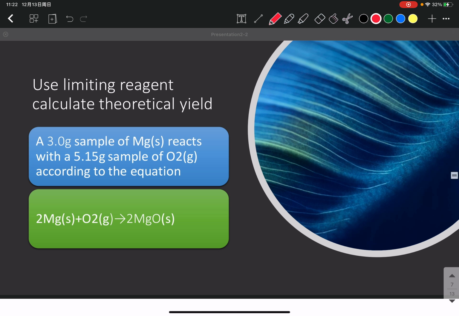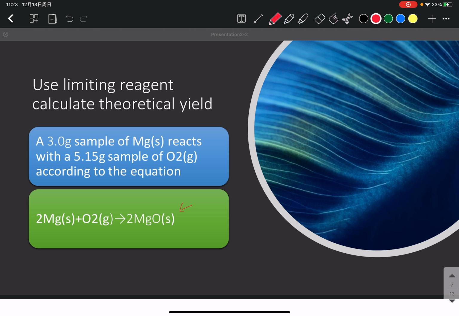So how do we use the limiting reagent to calculate theoretical yield? Here is an example. A 3-gram sample of magnesium reacts with a 5.15-gram sample of oxygen according to this equation. So here is the equation. 2 Mg reacts with O2 and produces 2 MgO. So how do we solve this problem?